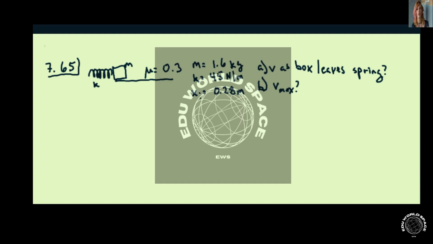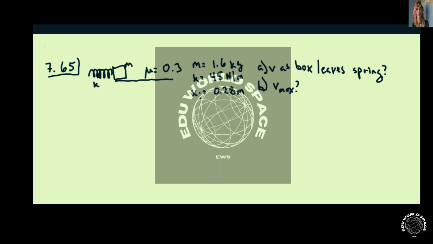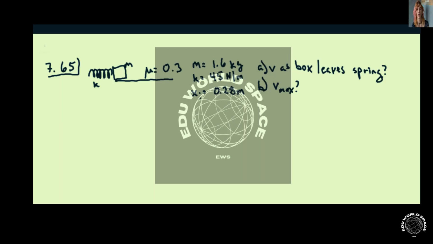Problem 7.65. We have a package handling system where a box is placed in front of a compressed spring, and the spring is then released and pushes the box along a surface that has a coefficient of friction of 0.3. The initial compression of the spring is 0.28 meters. What we'd like to know is: what is the speed of the box as it leaves the spring, and what is the maximum speed that the box obtains?